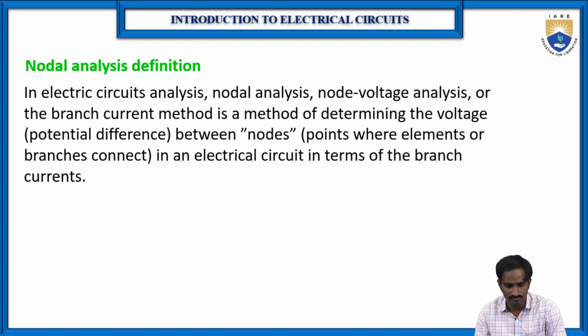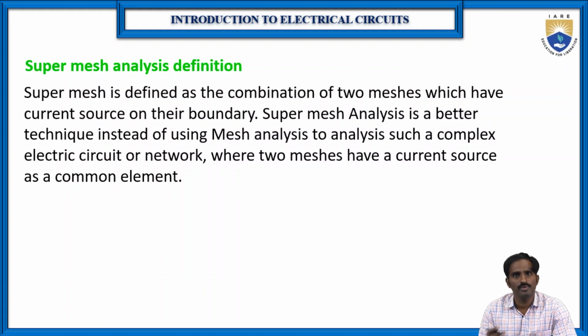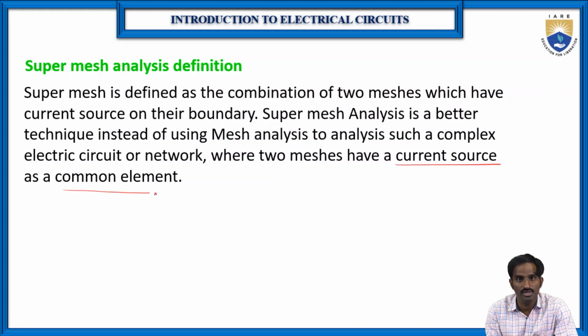Now the super mesh analysis. What is the major difference between the super mesh and normal mesh analysis? When will we go for the super mesh analysis? That is when two meshes or two loops have a common current source. In that particular case we go for the super mesh analysis. Let us draw a simple circuit with that condition.